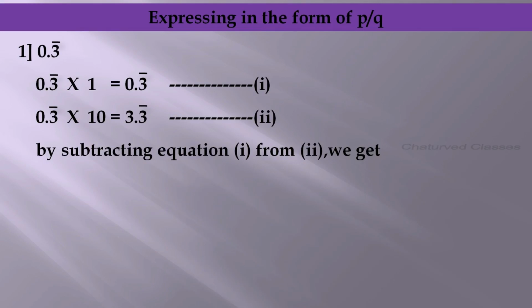By subtracting equation 1 from 2, we get 0.3 bar into 10 minus 1, which gives 9, is equal to 3.3 bar minus 0.3 bar, which is 3. So when you write it in the form of p by q, 0.3 bar gives 3 by 9, the answer is 1 by 3. Come, let's move to the next example, example number 2.